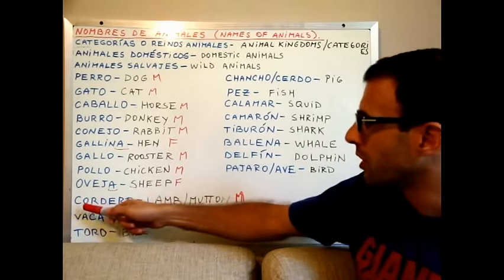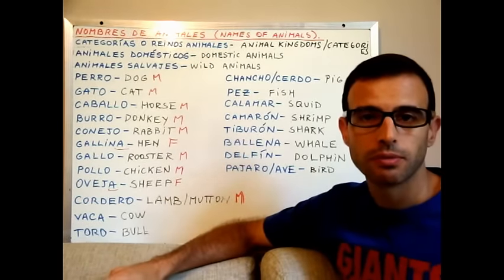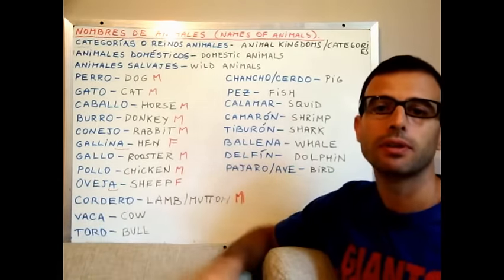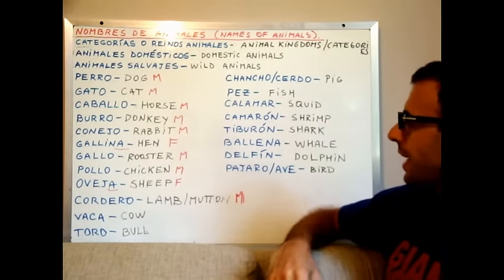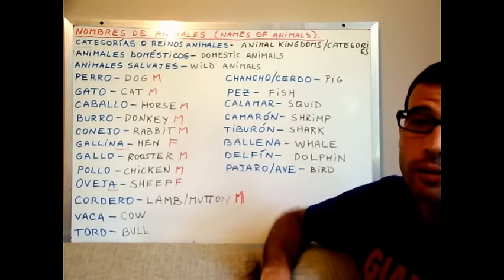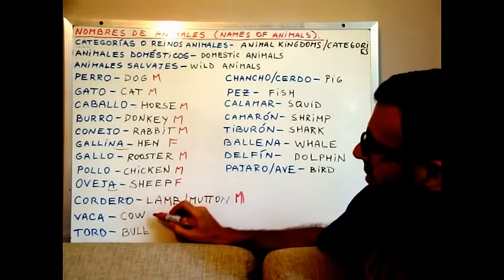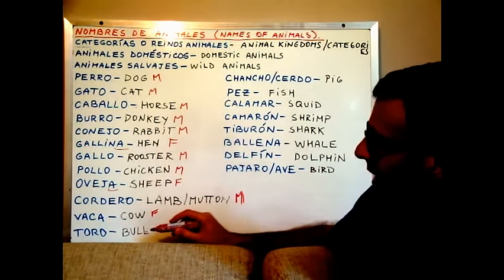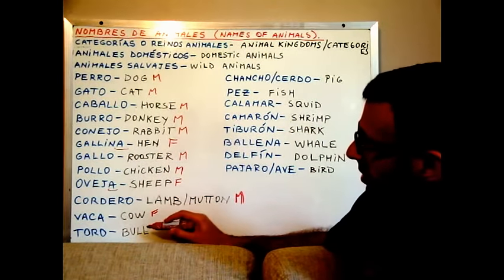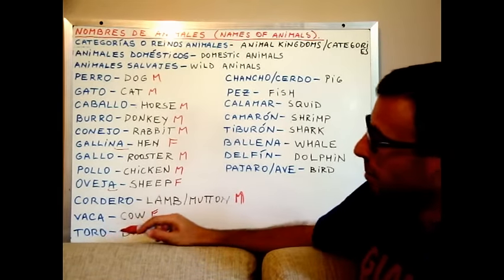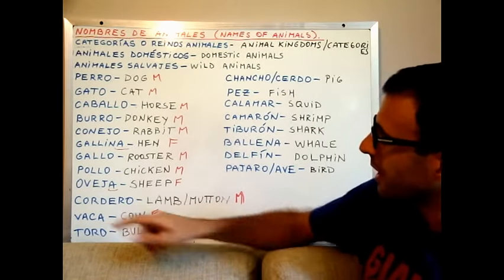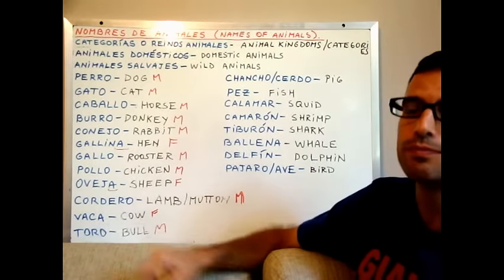Also, cordero means mutton, right? So, cordero is lamb and mutton. El cordero. Cow, of course, it's a feminine, la vaca. La vaca. And obviously, the bull is a masculine, right? El toro.